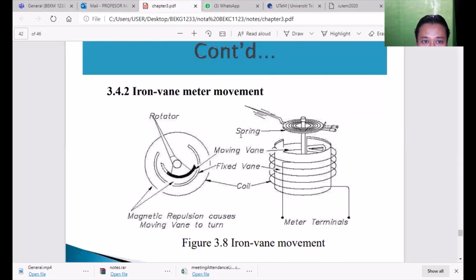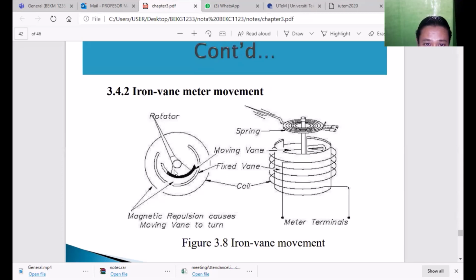Okay, so next is the iron vane meter movement. You can see this one on the top view and this one on the side view. On the top view we have the moving vane here. This moving vane is attached to the rotator, that means attached to the pointer.